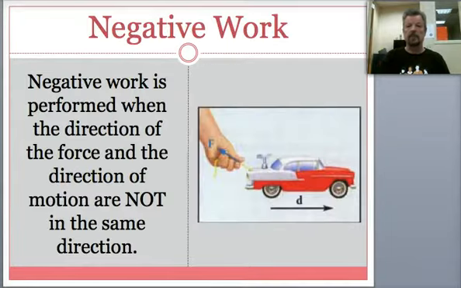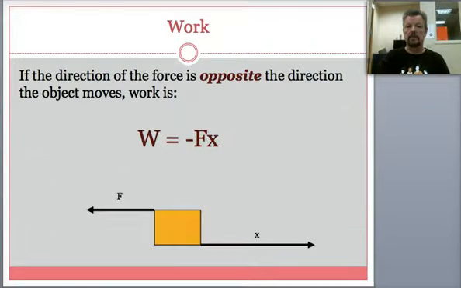Negative work is performed when the direction of the force and the direction of motion are not in the same direction. From this drawing, you can see that the wind-up toy car is being pulled back even though it is going in a forward direction. The direction of the force is opposite the direction the object moves. Work is equal to minus force times x.